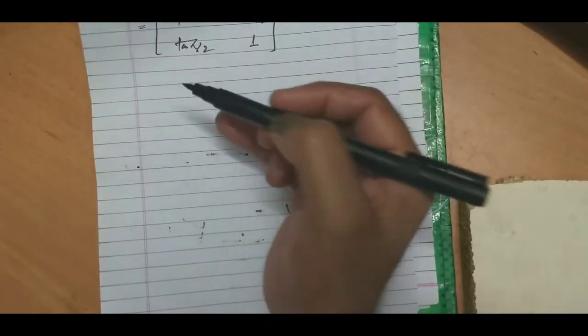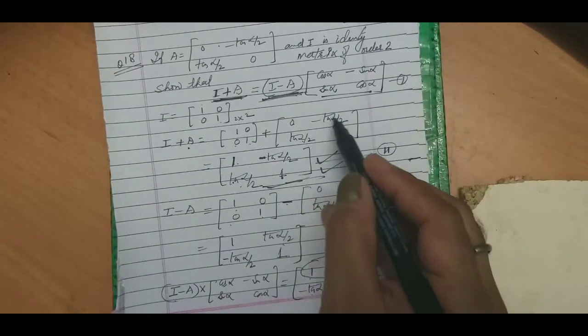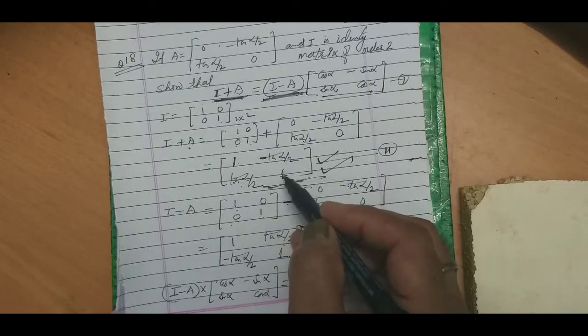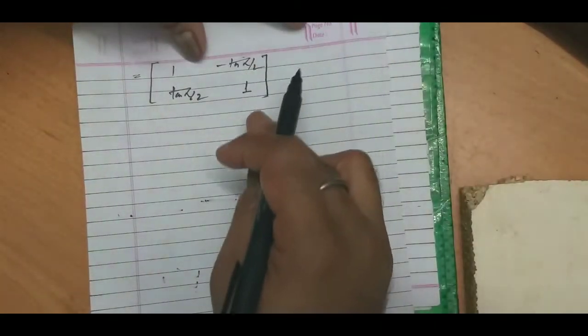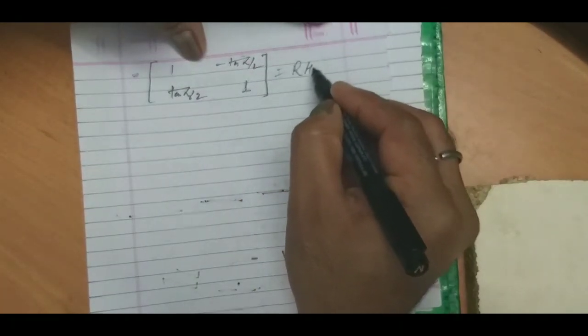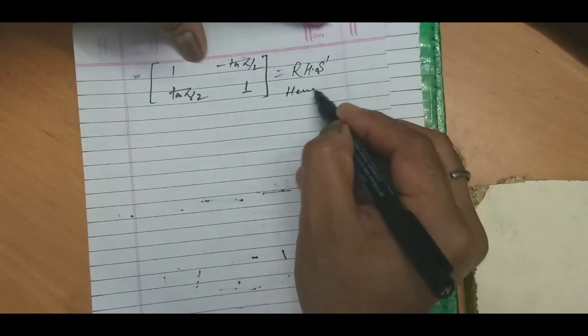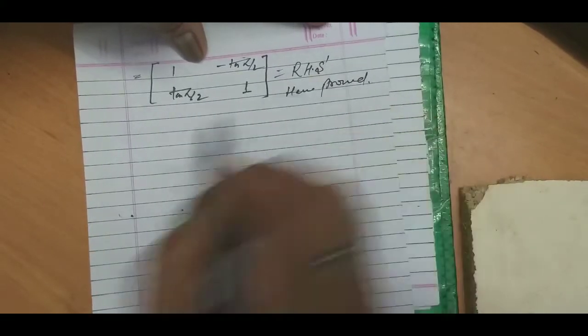Let us check it there. So 1, tan alpha by 2, 1, tan alpha by 2, minus tan alpha by 2, minus tan alpha by 2, and 1 minus tan alpha by 2, 1. And that means it is equal to the right hand side, hence proved. So that's how we have completed this question.